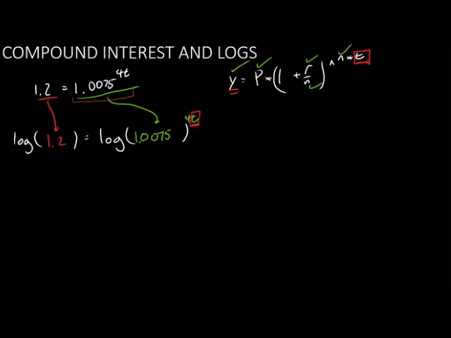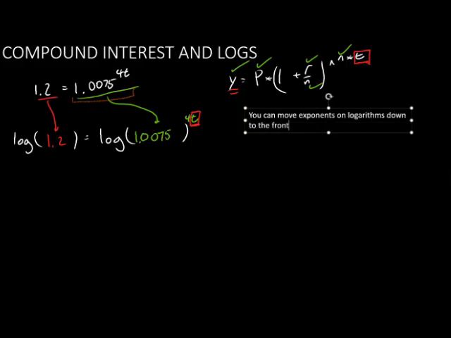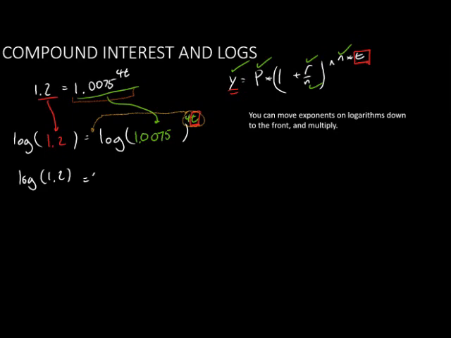Now that I've taken the logarithm on both sides, that's going to make it easier to solve for t. There's a special rule that we can apply to logarithms that have exponents. Anytime you have a logarithm with an exponent, you can move the exponent down in front of the logarithm and then multiply. You can visualize this as taking the 4t out of the exponent and just putting it in front of that log 1.0075. So on the left we will still have log of 1.2, and on the right we now have 4t times log of 1.0075.